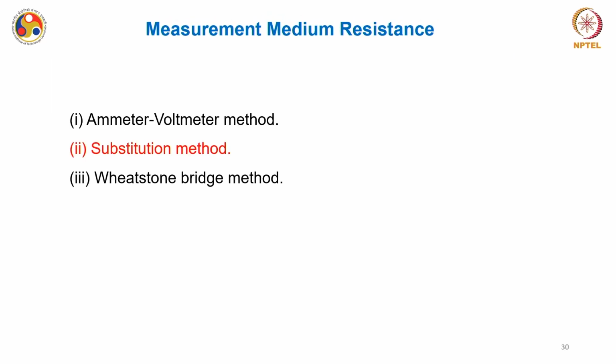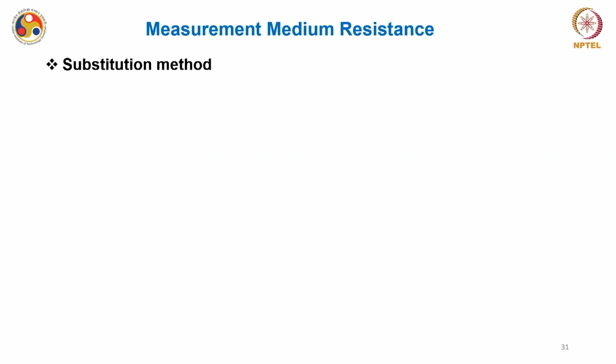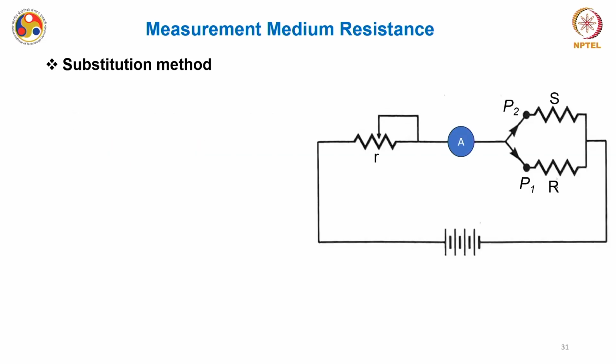Alright. So, this is about the ammeter-voltmeter methodology to measure medium resistance. We have another method, which is the substitution method. And then we have the Wheatstone bridge method and others. So, let us quickly see the substitution method at least.